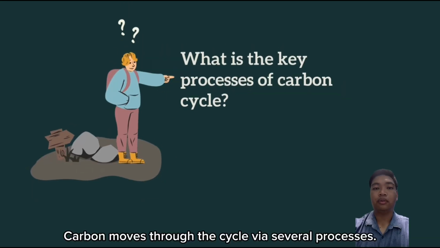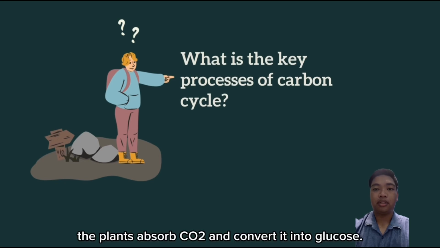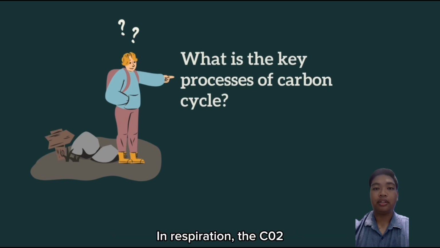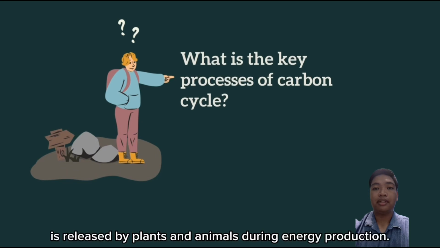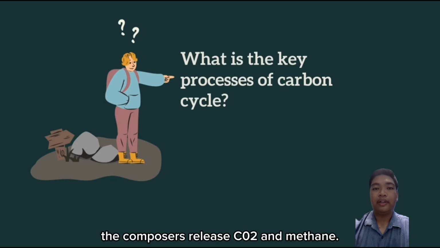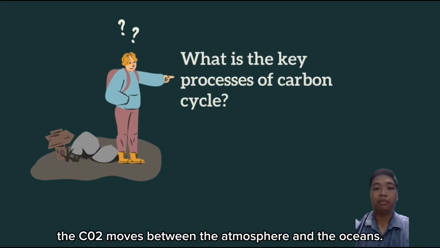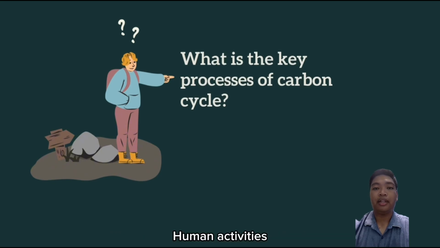Carbon moves through the cycle via several processes. In photosynthesis, plants absorb CO2 and convert it into glucose. In respiration, CO2 is released by plants and animals during energy production. In decomposition, when organisms die, decomposers release CO2 and methane. In diffusion, CO2 moves between the atmosphere and the oceans. Human activities like burning fossil fuels and deforestation also disrupt the cycle.